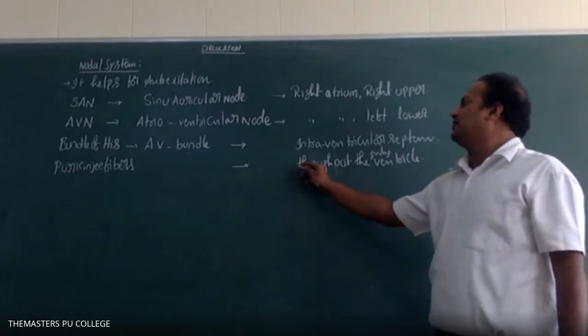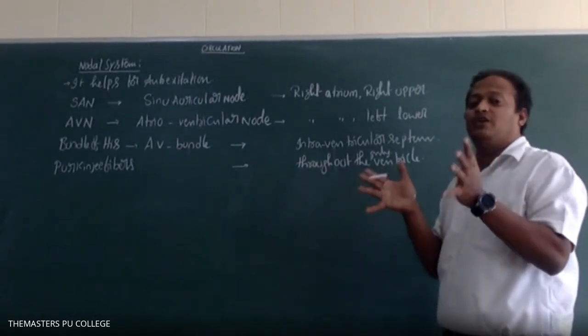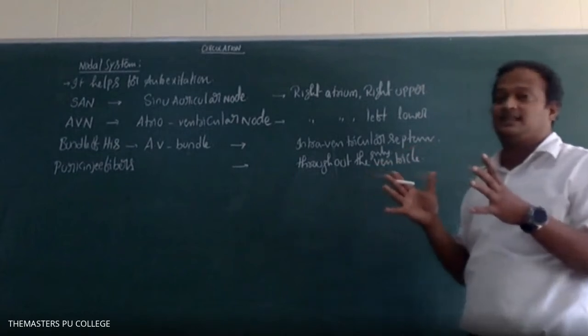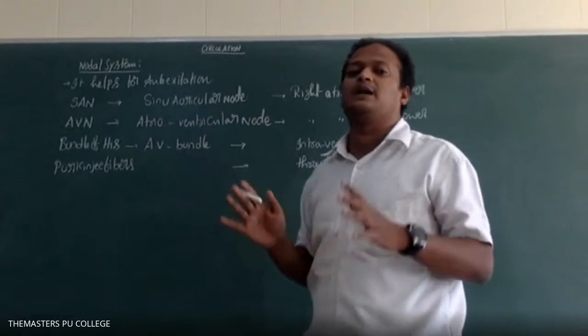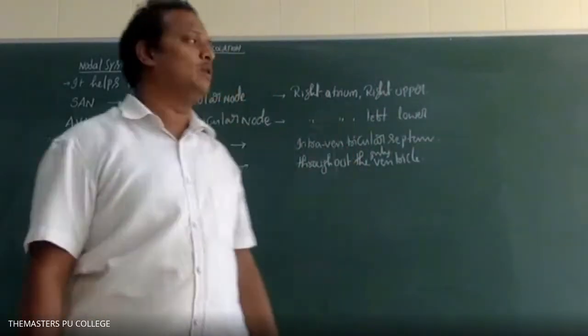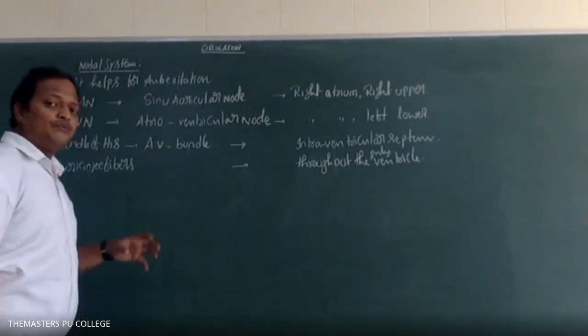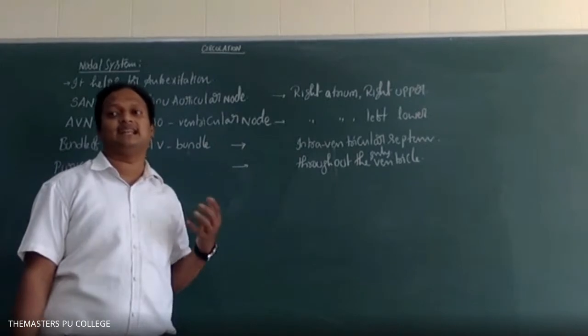Next one, Purkinje fibers are distributed throughout the ventricles. Only in the ventricles Purkinje fibers are there. In the auricles, Purkinje fibers are not present. Is it clear, students, until this? Right? Okay.